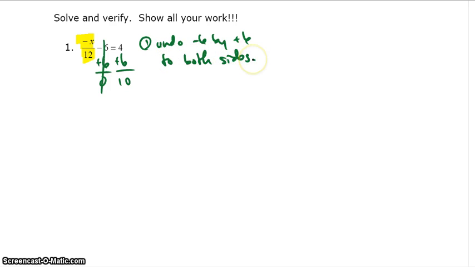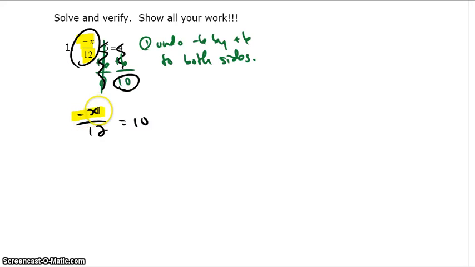And if you're still not sure about steps, write that down for yourself. Know that that's what's happening. Now we've got -x over 12 is equal to 10, because our 6 is gone, our 4 is gone, and we made it into 10, and we still have that piece. We've written out what we have left, and now we've got to figure out how to get x by itself. That's our second step.